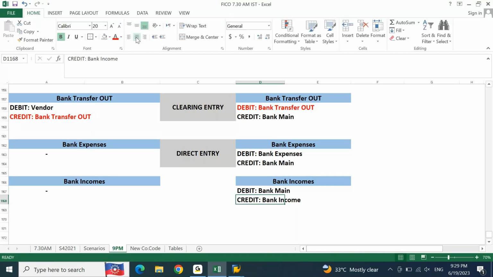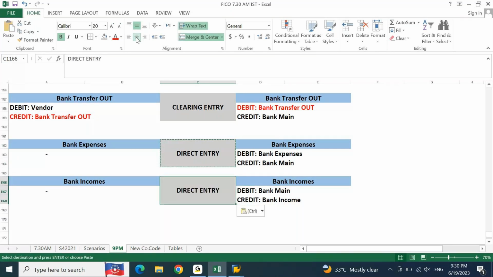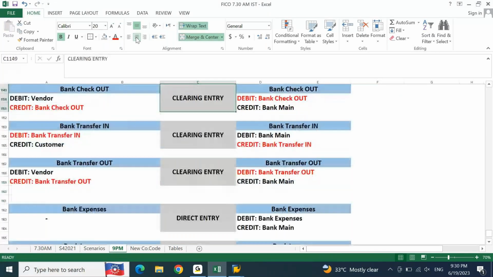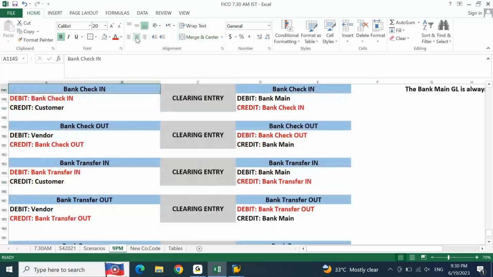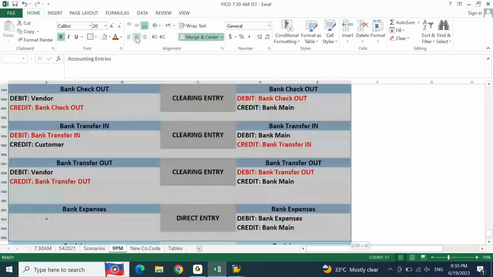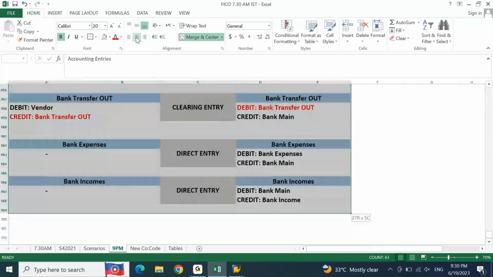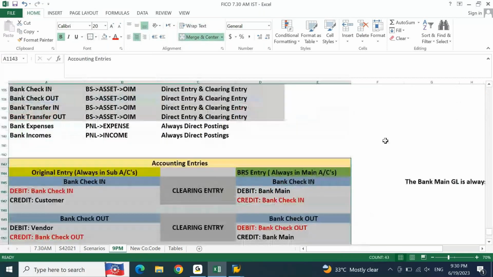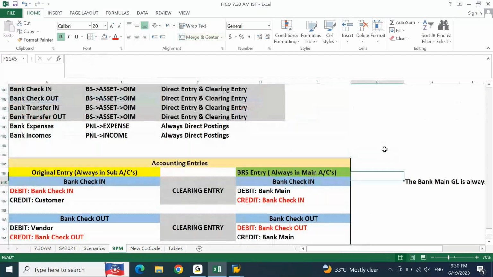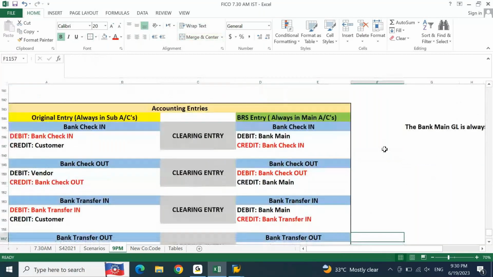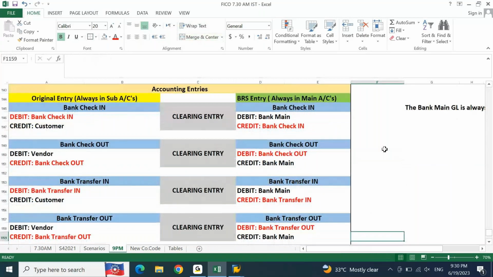What is this entry? Clearing entry or direct entry? Direct entry. This is also direct entry. In short, these are your BRS accounting entries that will be posted. Any doubt in these accounting entries? Yes. Now you have to read through these accounting entries. Make sure you understand the accounting entries.